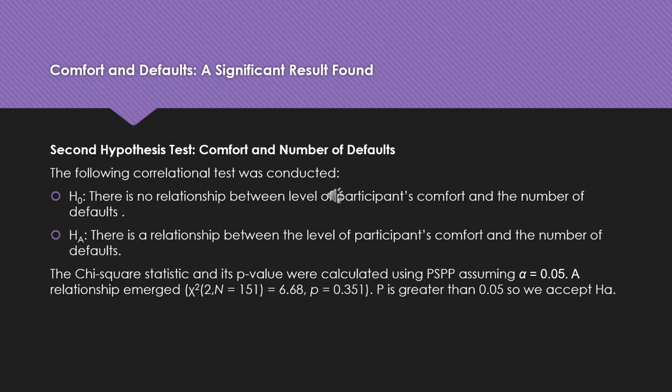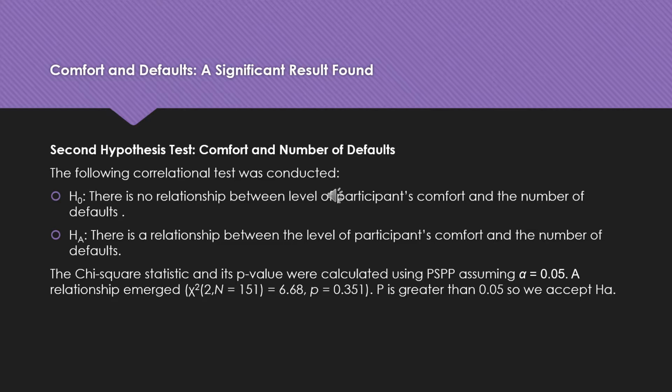A second hypothesis here consists of testing the level of the participant's comfort and his number of defaults. The null hypothesis states there is no relationship between level of participant's comfort and the number of defaults, whereas the alternative hypothesis states there is a relationship between the level of the participant's comfort and the number of defaults.